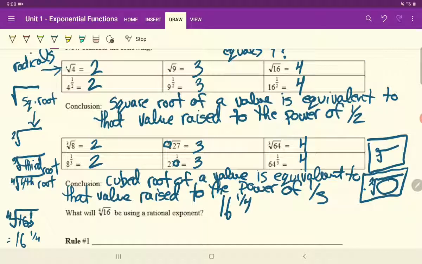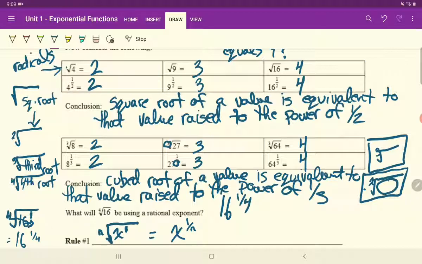So this is just going to be with variables. If you have a value, let's call it x, and we took the nth root of that x, whether it's a 2, a 3, or a 4, or a 5, 6, and so on, with a 1 as the exponent to that x, that will become, as a rational exponent, this is our rule, x to the power of 1 over n.